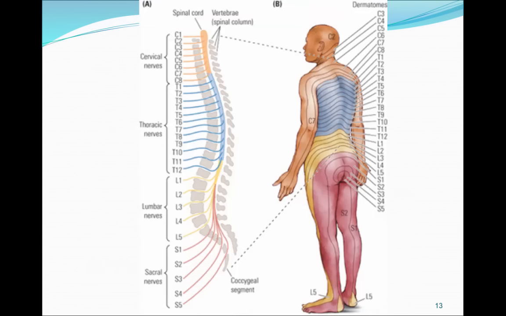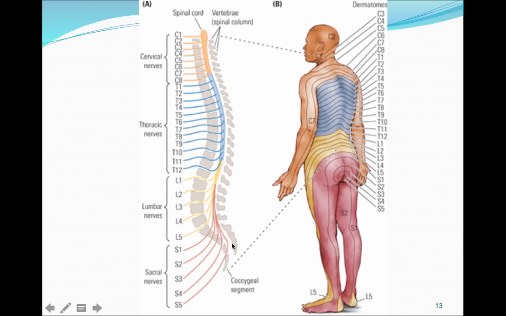Okay, so there is the diagram. You can see there the C1, C2 all the way to C8, that would be your cervical nerves, and then your T1 to the T12 would be your thoracic nerves, and then L1 to L5 would be the lumbar nerves, and S1 to S5 is your sacral nerves.